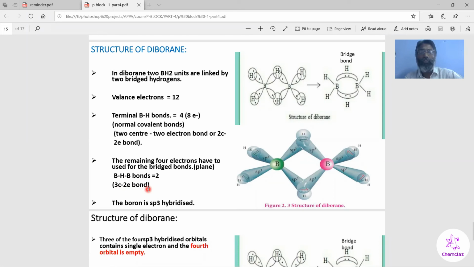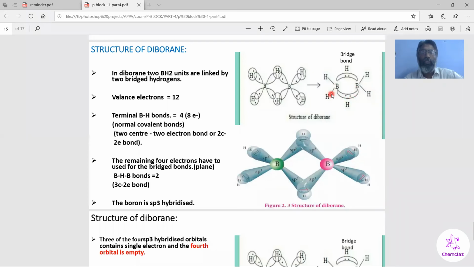So how many 3 center 2 electron bonds? Only 2. This one is a 3 center 2 electron bond and this is a 3 center 2 electron bond. So totally 2 bridge bonds, or you can say 3 center 2 electron bonds. What is the name of this bond? This bond is called a 2 center 2 electron bond. This one center, this another center. So this is called a 2 center 2 electron bond, but this one is called a 3 center 2 electron bond.